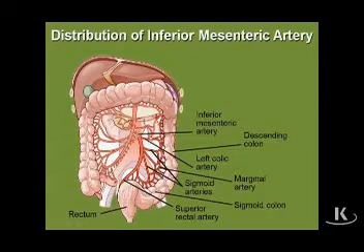So if you were to occlude a left colic artery, the lower descending colon would do fine because of the sigmoids, but the upper descending colon, the region of the splenic flexure, may not do fine because this anastomosis is not very good. So that concludes the arterial supply.